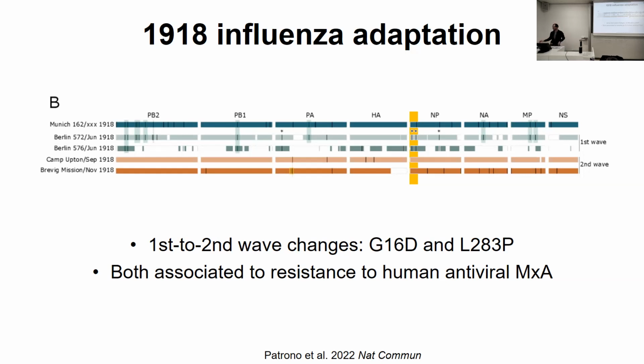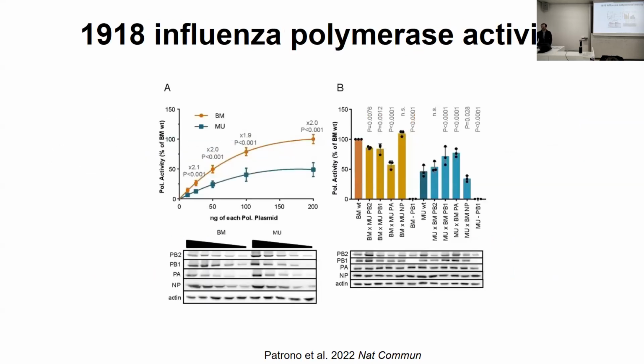And what we saw were in particular two polymorphisms in the nucleoprotein, which correspond to two amino acid changes, which have been very well characterized by modern influenza virologists as being associated to resistance to one of the human antivirals that specifically target influenza, MxA. So at these two positions, we see bird-like residues. So it looks like a bird influenza for the pre-pandemic viruses. For the second wave, we see the residues we usually see in human infecting viruses. So a signal for early adaptation.